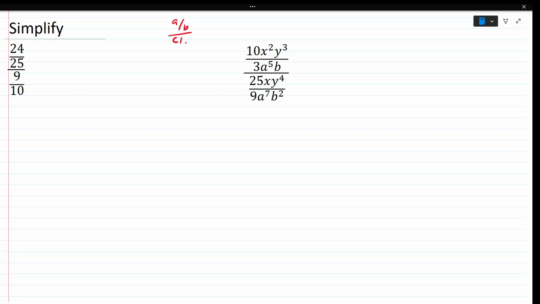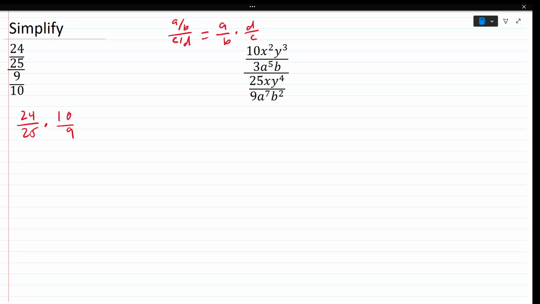by another fraction, c over d, that's the same thing as the top fraction, a over b, times the reciprocal of the bottom, so d over c. So when you have 24 over 25 divided by 9 over 10, that would be the same thing as 24 over 25 times the reciprocal of the denominator, which would be 10 over 9.